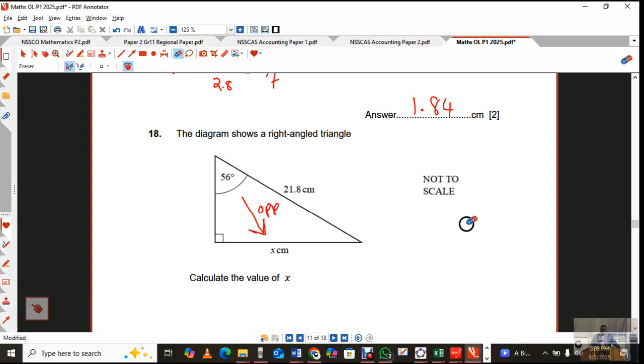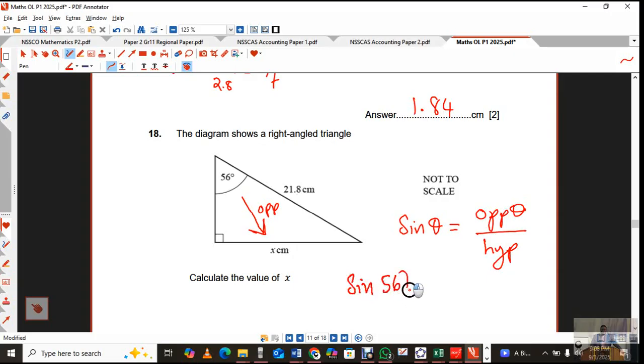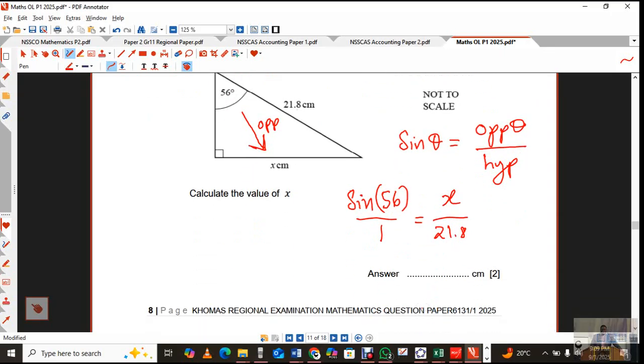So when we have an angle and we're looking for a distance, the sine of an angle, let's say we call it theta, we don't know what the angle is, is always whatever is opposite theta, that distance, divided by the hypotenuse. So I have the sine of 56 degrees. What is opposite that? It's the distance x. And what is the hypotenuse? It's 21.8. The only thing you do here is cross multiply.